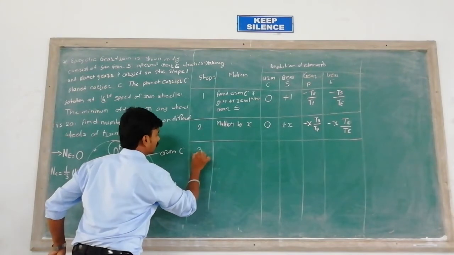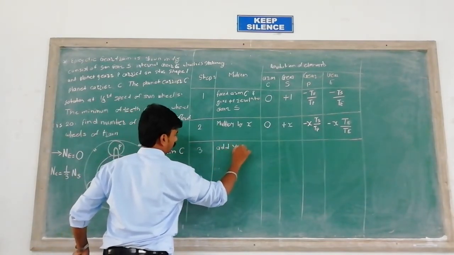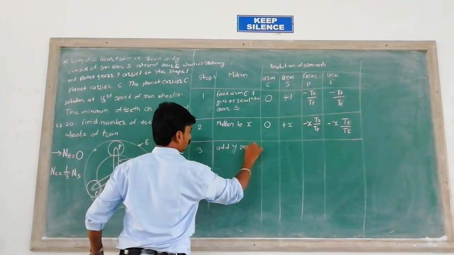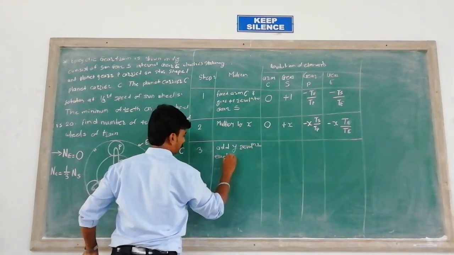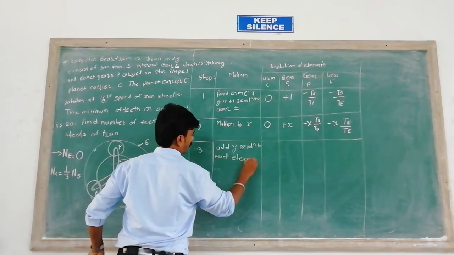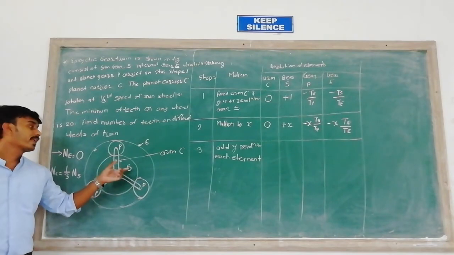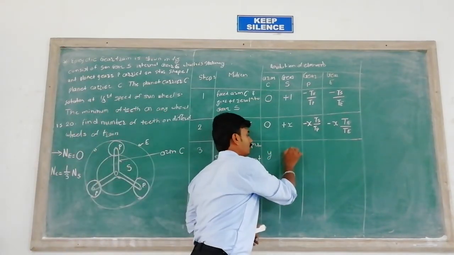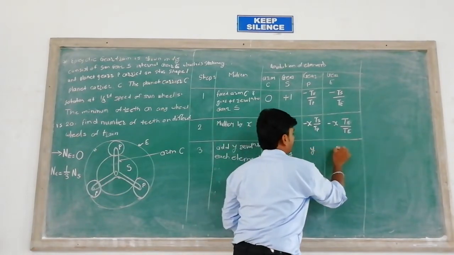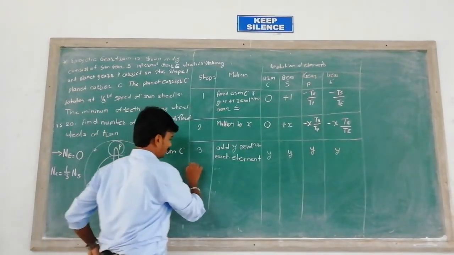Now the third step is to add y revolution to each element. We are adding y revolution to each element, meaning we are adding y here, y here, y here and y here. We are adding y to each element.